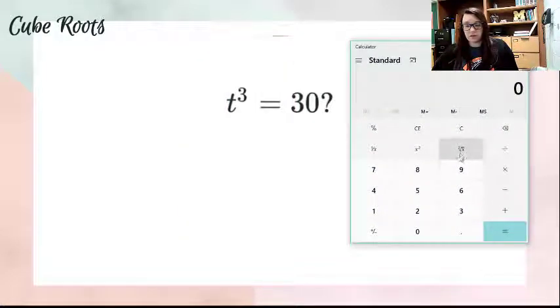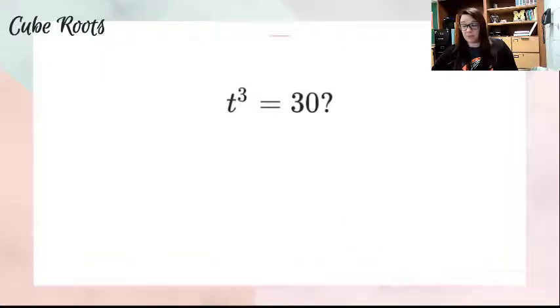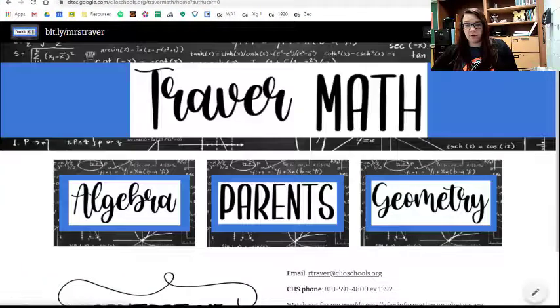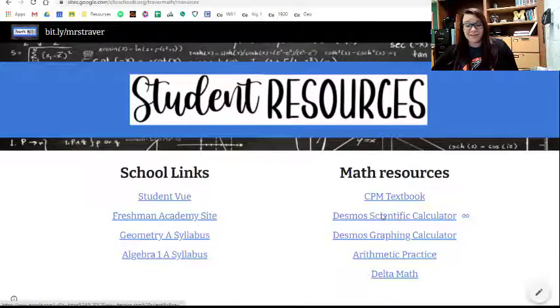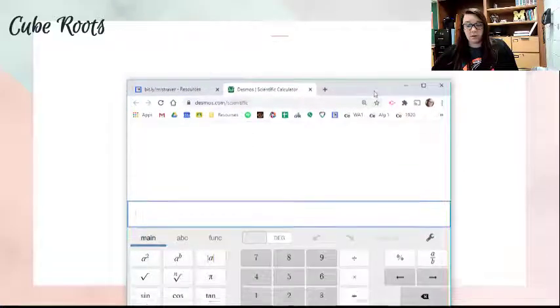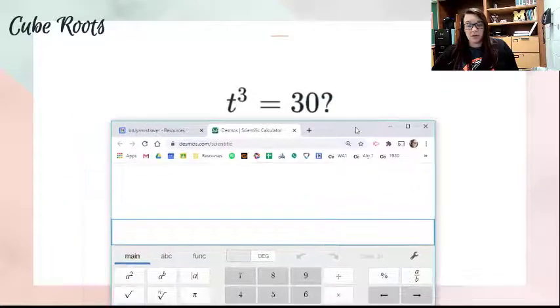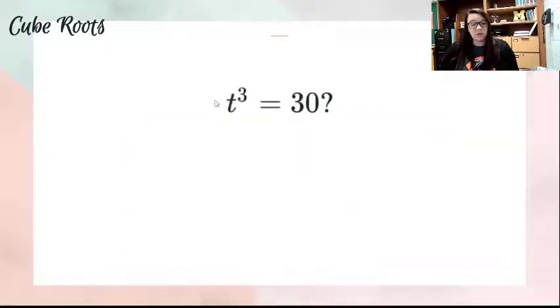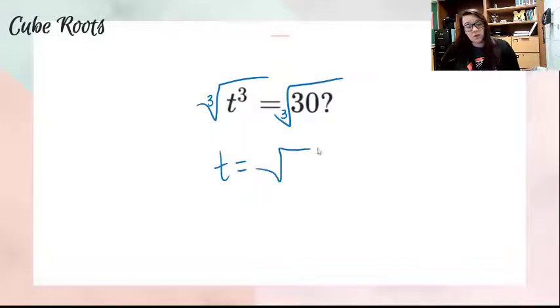So notice here you've got the square root button on your calculator. Actually, I'm going to pull up the Desmos calculator because it's got a nicer way of looking at it. From my website, if you go to resources and this scientific calculator, what we want to do is the cube root, right? Because if I'm trying to solve for t and I want t by itself, I could cube root both sides. That way the cube root and the cube go away.